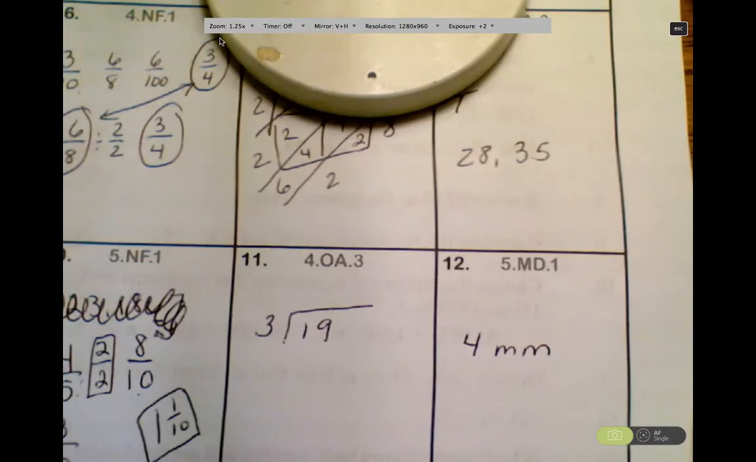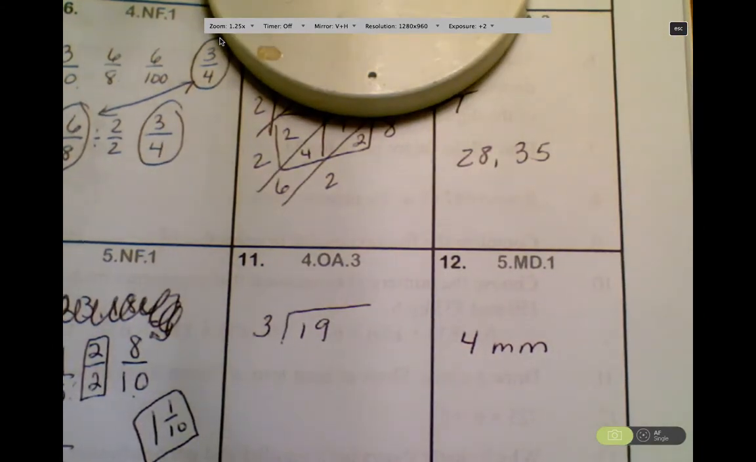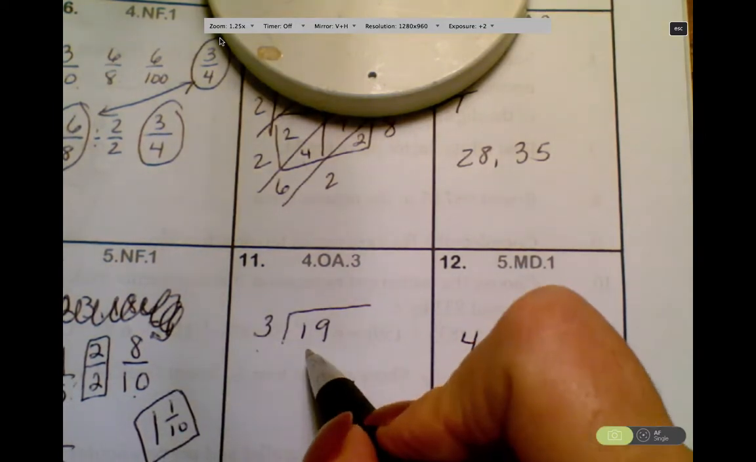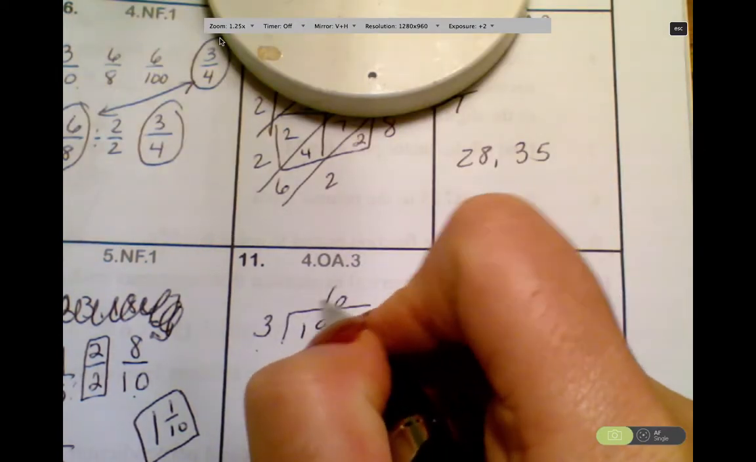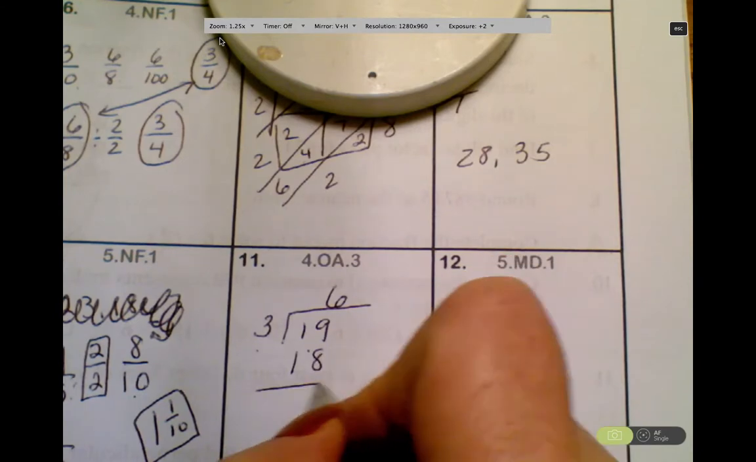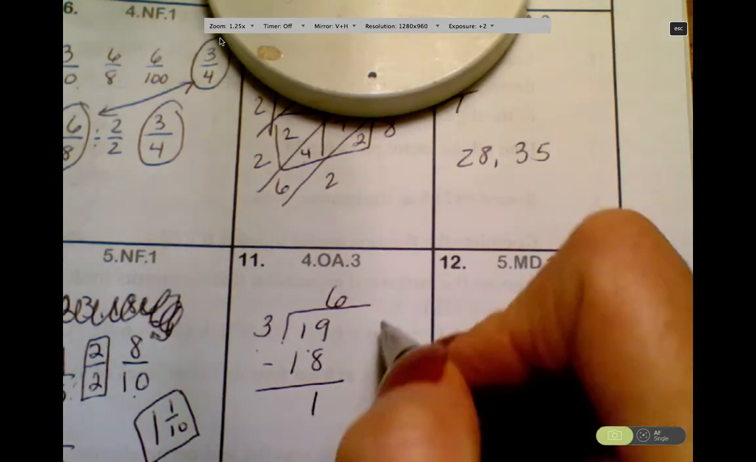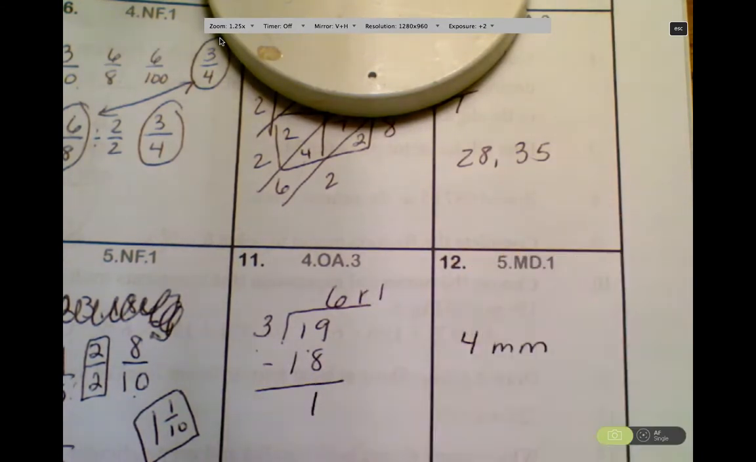All right, looking at number 11. There are 19 important citizens, and each car could carry 3 of them. I need to figure out how many cars I need to carry all of them. So the first thing I'm going to do is divide. And 3 can go into 19 6 times. 6 times 3 is 18. I subtract and I get 1. The answer to my division problem is 6, remainder 1.